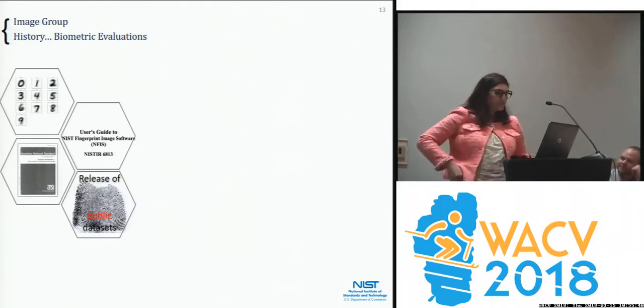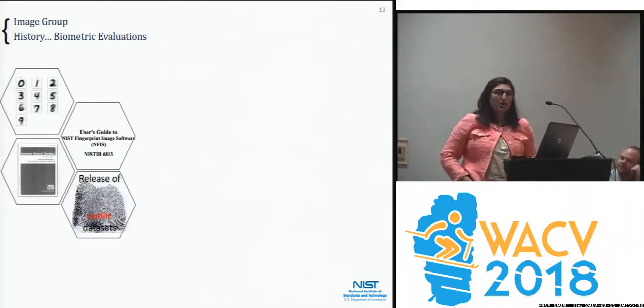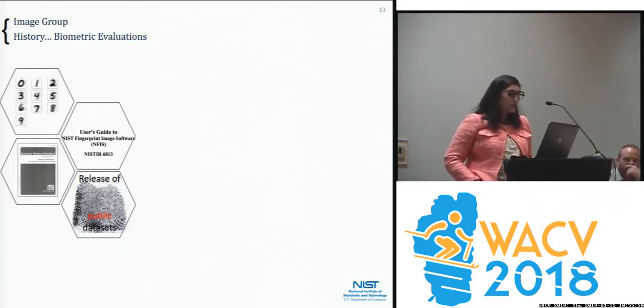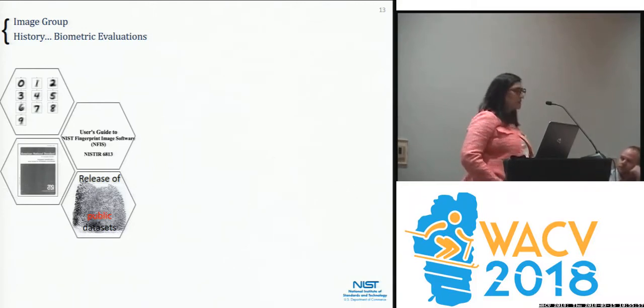And also development of algorithms and codes for conformance, implementations of the specification in ANSI-NIST, and also release of public data. So along the way, we know the importance of public data for repeatable and reproducible research. And we are very grateful to IARPA and everyone here for the development of more public data sets.